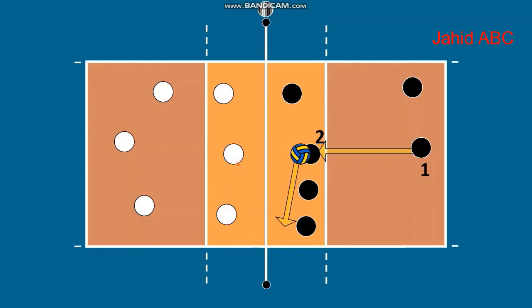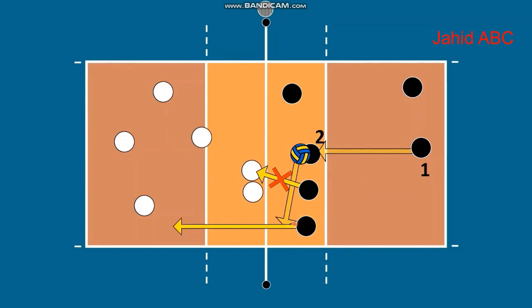So these blockers need to judge whether this player is going to hit it or this player is going to hit it. So they would have to guess. If they guess and they jump here, and if this player hits, then they would block it, and it's not a good shot from this team because they have a blocker here.